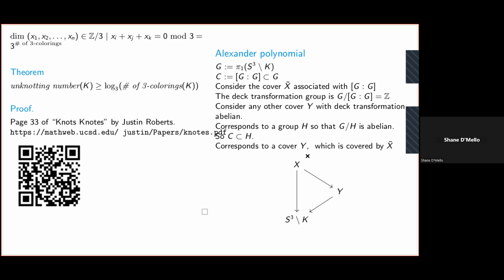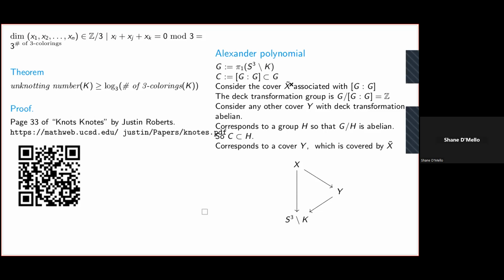Anyway, what I'm trying to say is that corresponding to the commutator subgroup, there is this cover whose deck transformation group is abelian, but that's a very special cover, because if you take any other cover of the complement of the knot and you find that its deck transformation group is abelian, it has to be covered by X tilde. Okay, it has to be covered by X tilde.